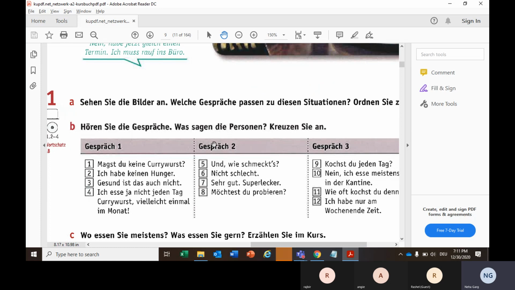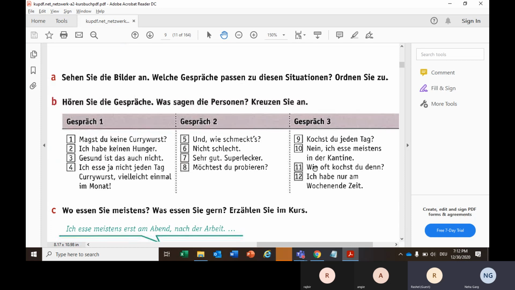Now, I'll be playing one audio. There will be three conversations. Gespräch 1, Gespräch 2 und Gespräch 3. What you have to do is listen to the conversation and then tell me in which conversation all these sentences came up, like Gespräch 1, then what all sentences were there in the conversation, same for Gespräch 2 und 3. Take 1 minute, read all the sentences, and then I'll play the audio.